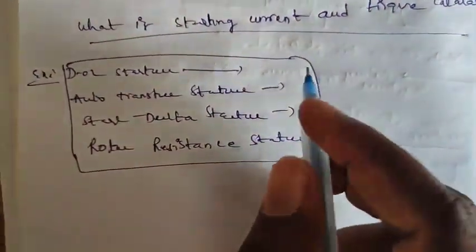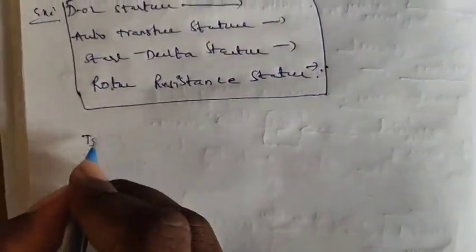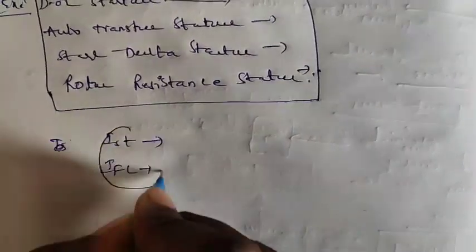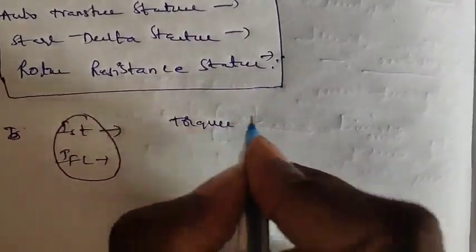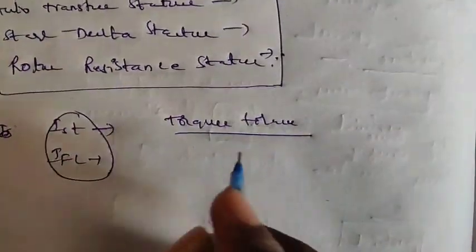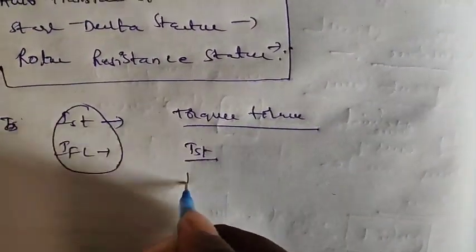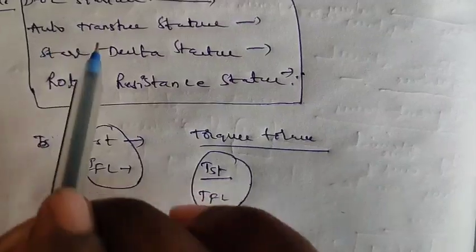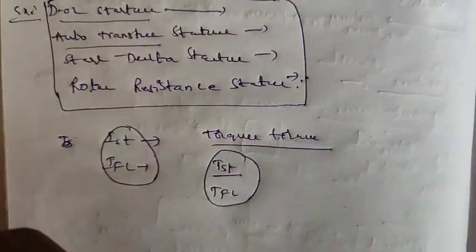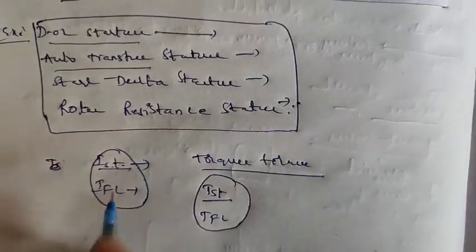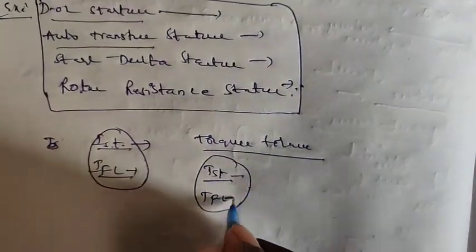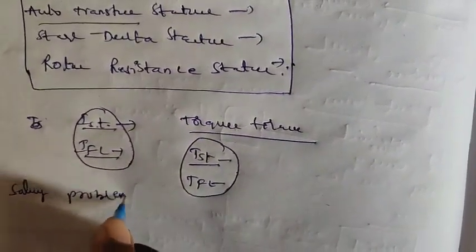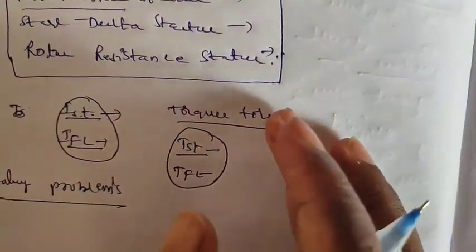In these starters we have starting current as well as full load current, and also the current with respect to torque equations, that is starting torque and full load torque. In this unit we have to derive how the starters work, the starting current, full load current, starting torque and full load torque equations, and solve problems. This is one part of our 15 it.